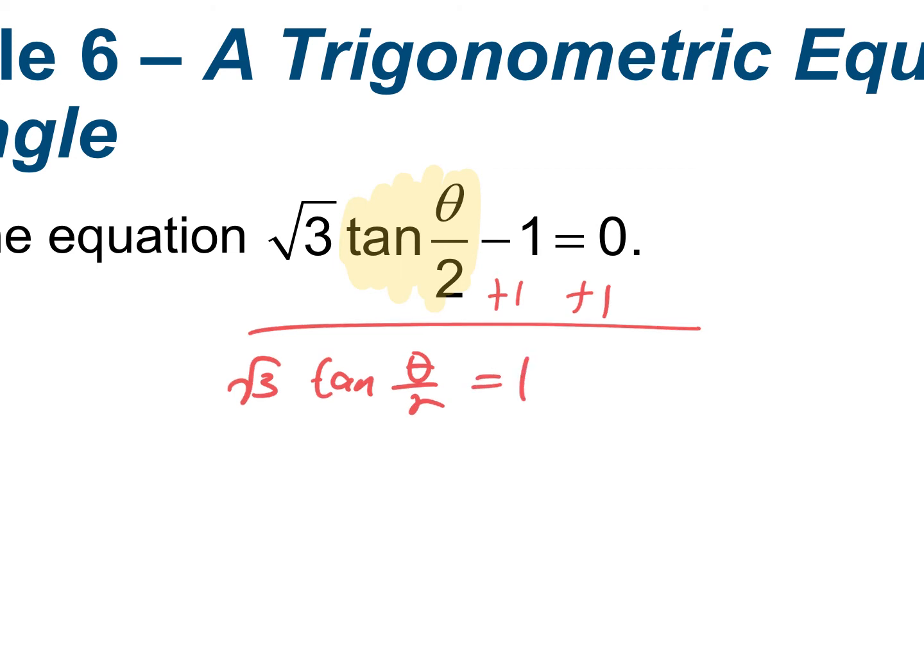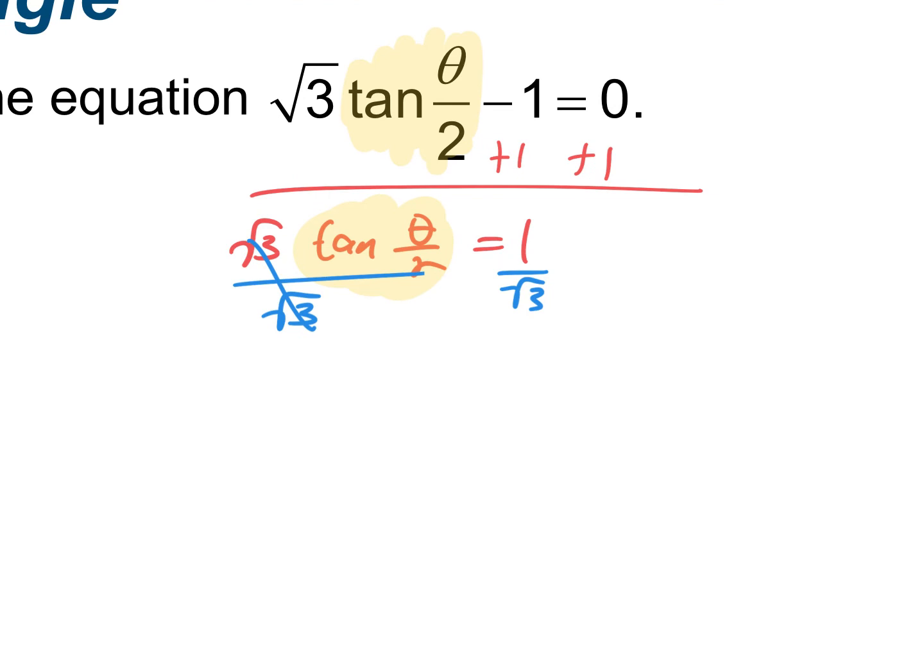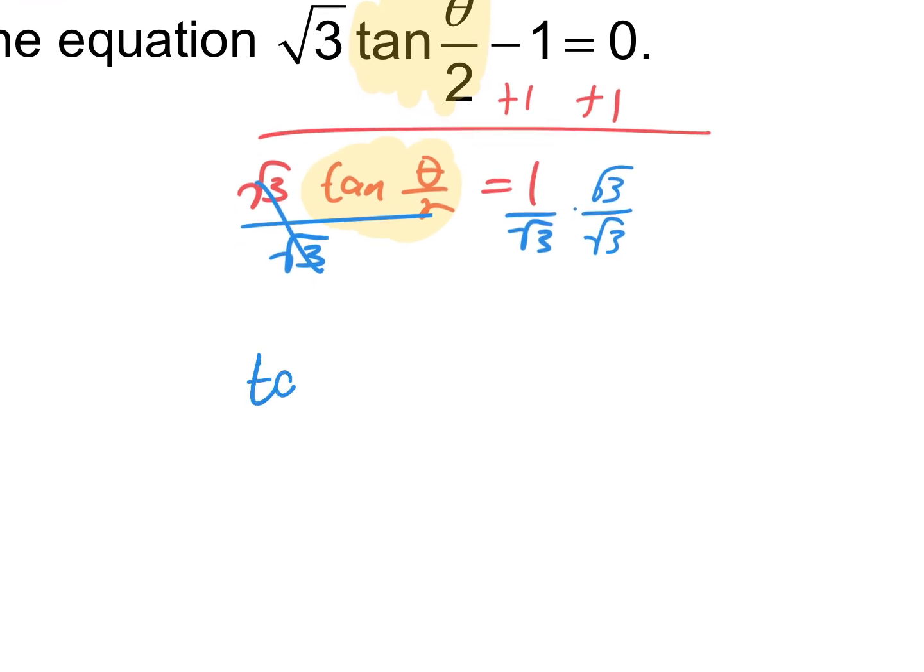I still want to get my trig function by itself. I have the tangent, theta divided by 2, times the square root of 3. So what do I do to both sides? I'm going to divide by the square root of 3. I can't leave it like that, can I? How do I rationalize? Perfect. Multiply top and bottom. So you have tangent of theta over 2 equals the square root of 3 over 3.